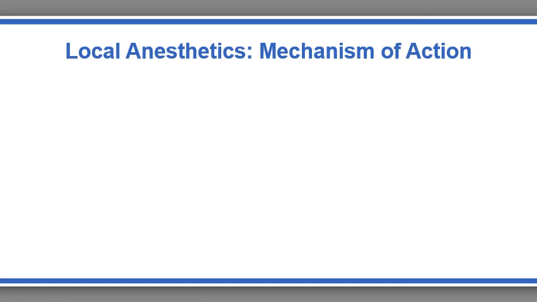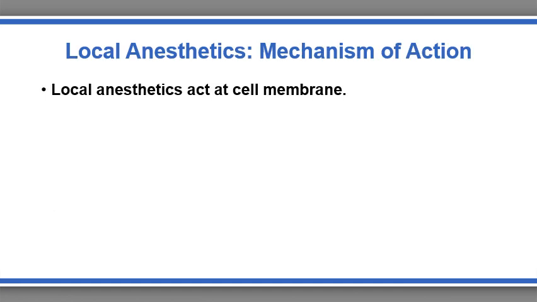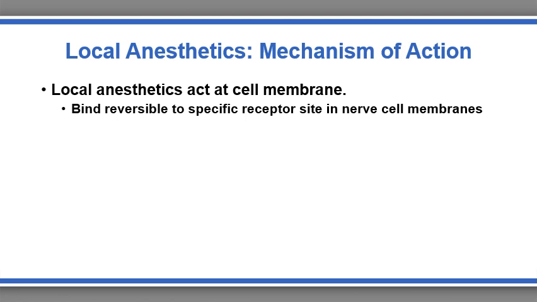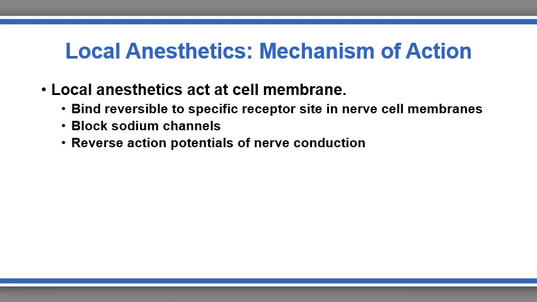So again, looking at the mechanism of action, local anesthetics act at the cell membrane. We're basically looking at nerve cell membranes, and they're looking to prevent the conduction of nerve impulses. They bind to receptor sites in the nerve cell membranes and block sodium channels, and that's going to reverse the action potential of the nerve. So effectively, they're blocking the action potentials responsible for nerve conduction.